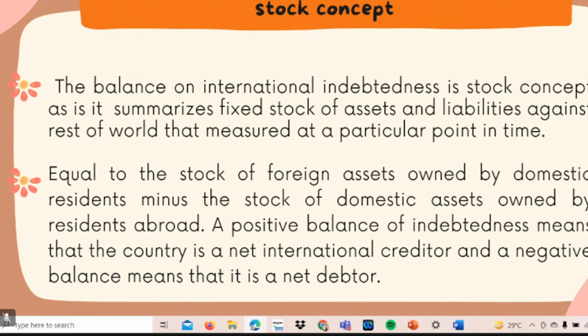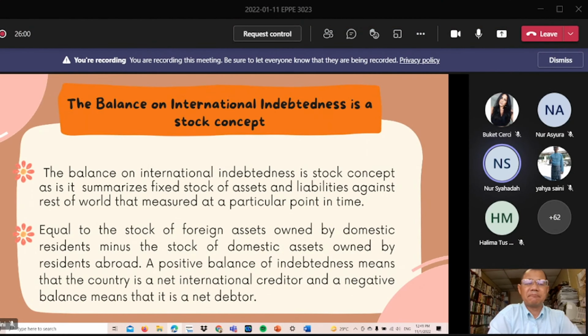So the balance of international indebtedness is a stock concept, as it summarizes the fixed stock of assets and liabilities against the rest of the world, measured at a particular point in time. The balance of international indebtedness is equal to the stock of foreign assets owned by domestic residents minus the stock of domestic assets owned by residents abroad. A positive balance of indebtedness means that the country is a net international creditor, and a negative balance means that it is a net debtor.